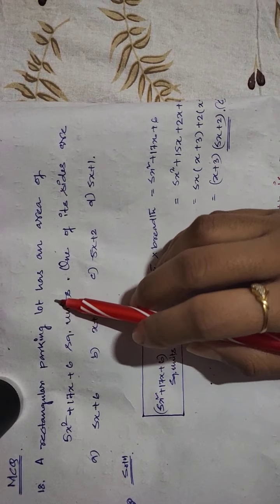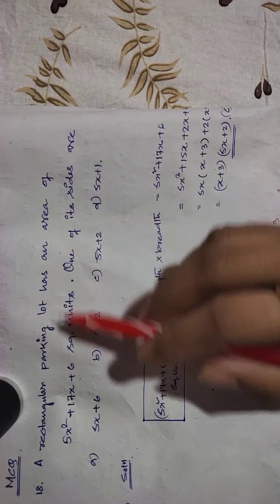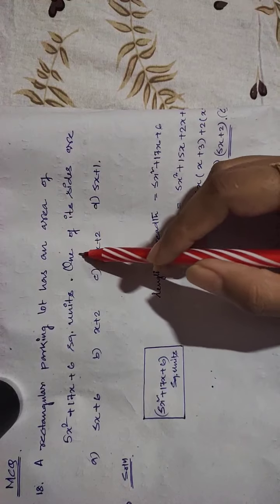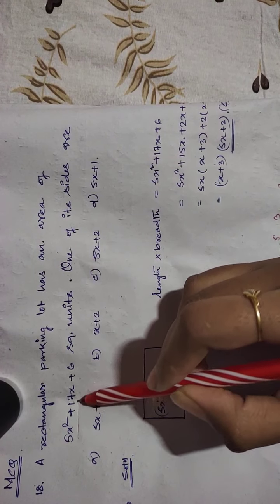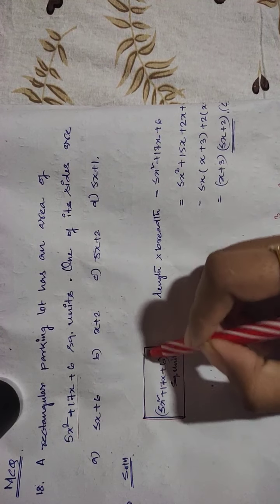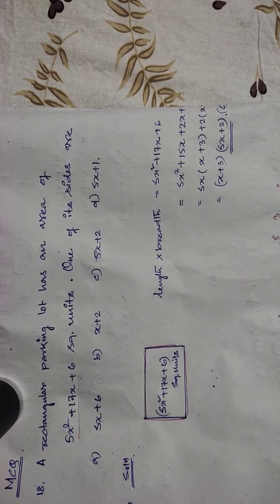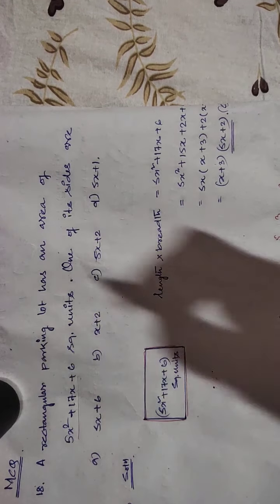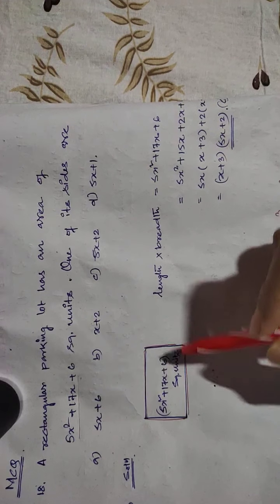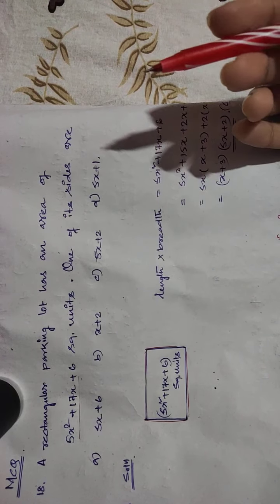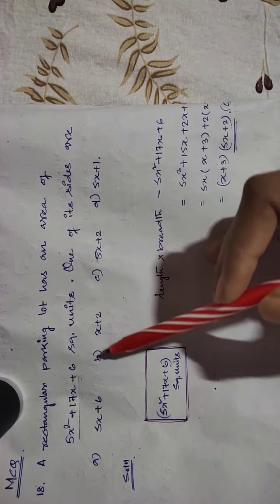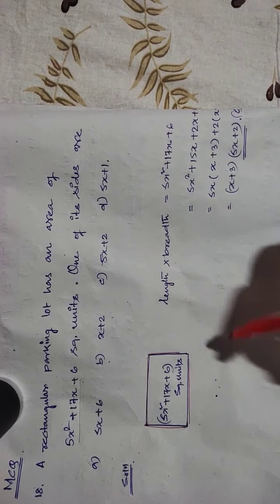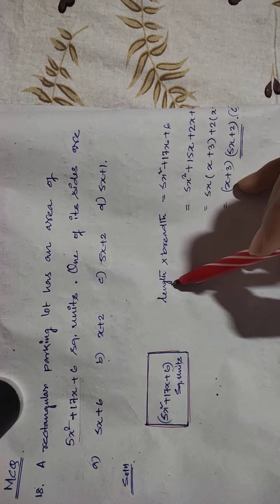A rectangular parking lot has an area of this many square units. One of its sides are, this is a rectangular plot, and that plot's area is given as 5x square plus 17x plus 6 square units, and you have to find any one side. So whichever side matches the option, that one will be your answer. Area of a rectangle means length into breadth.